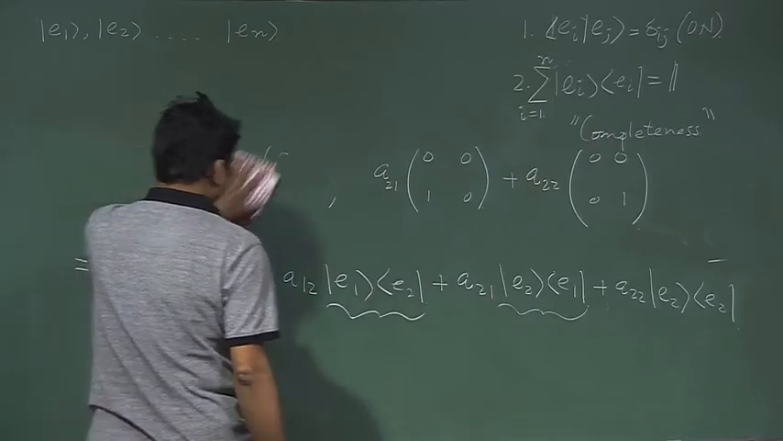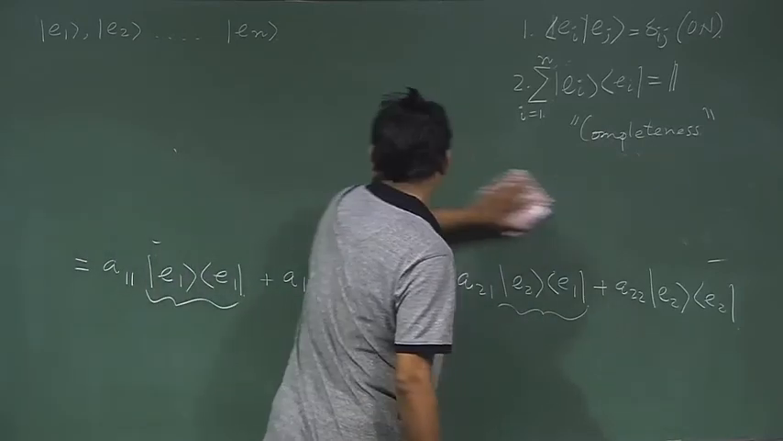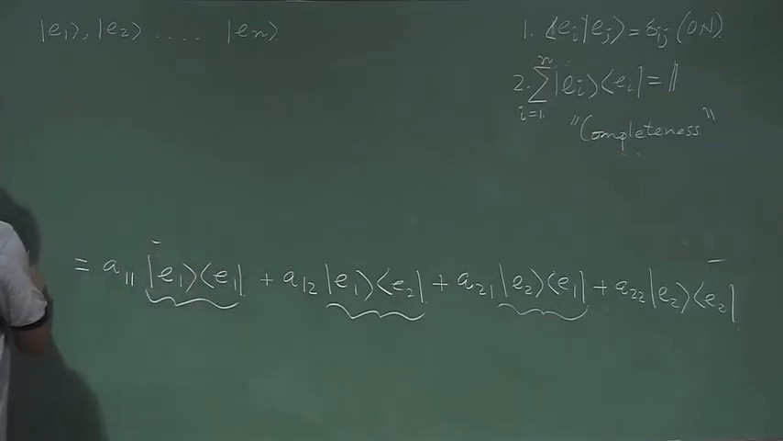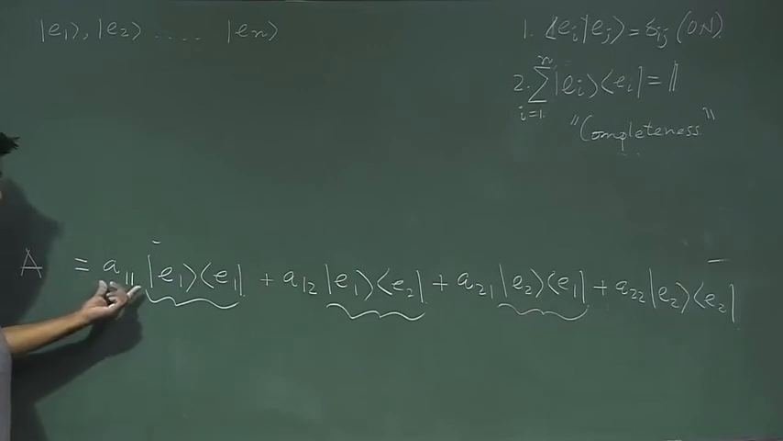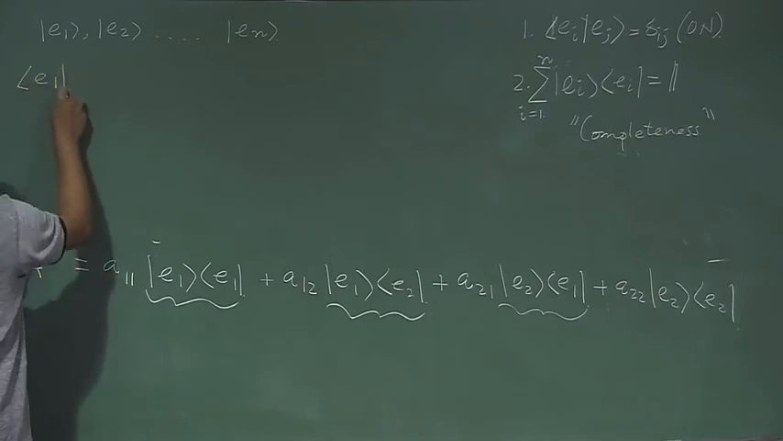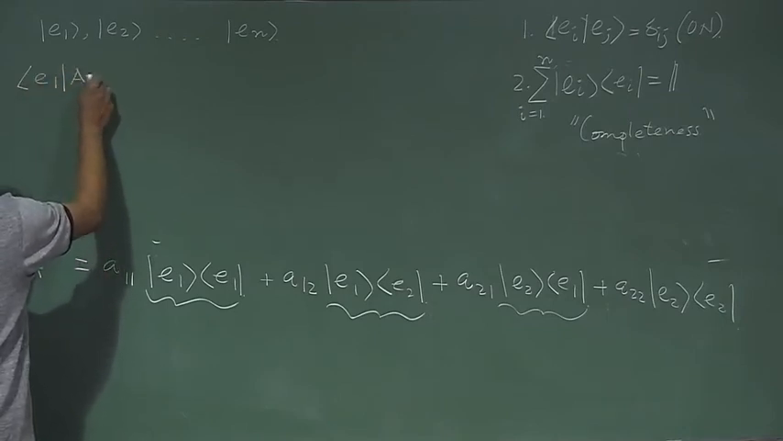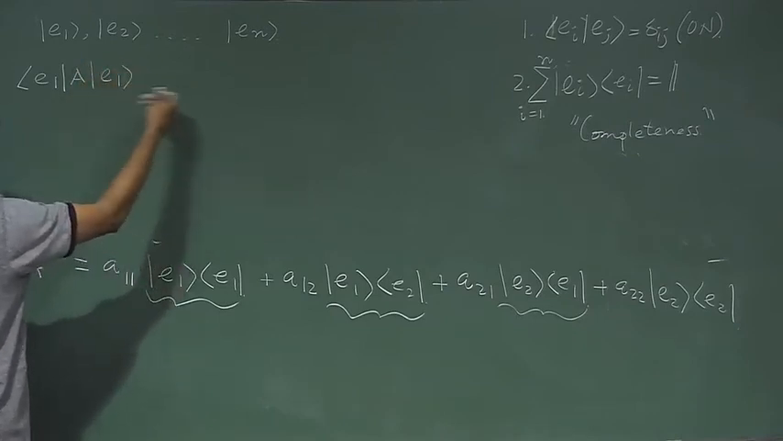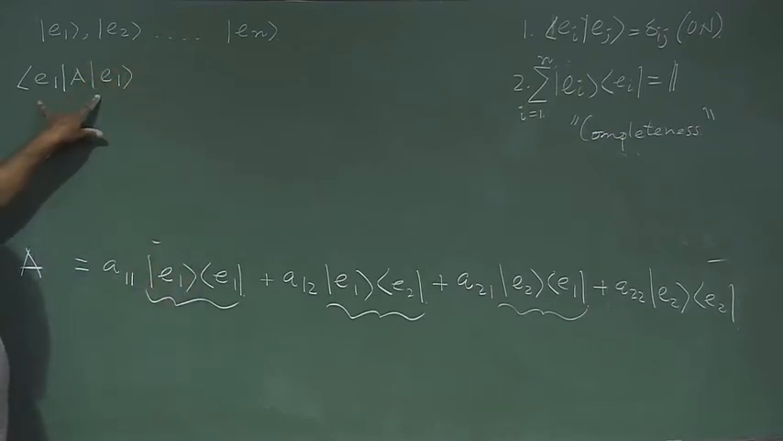So the matrix is given where these are forming a basis. So how do I get the matrix element? So this is my entire matrix A. In order to find out AI, what will I do? I will first operate EI over A this side and EI over A in this side. Sandwich. I make a sandwich of A, operating from this side and this side.